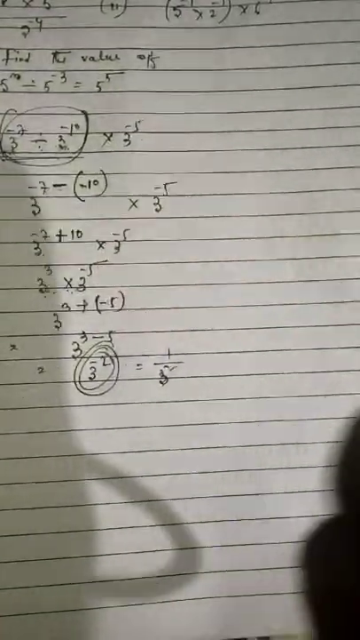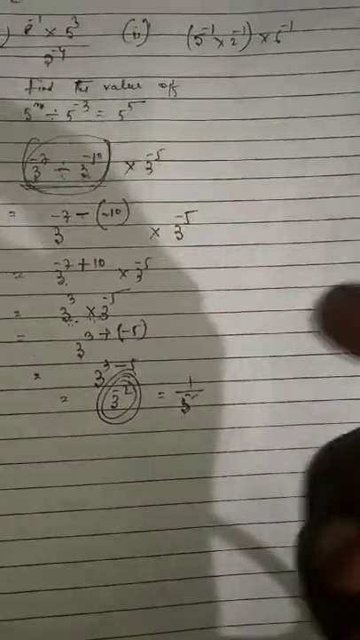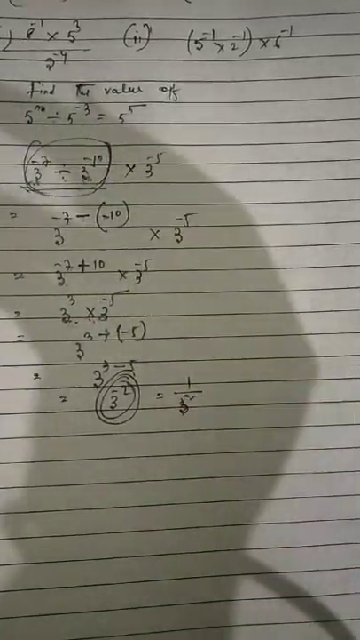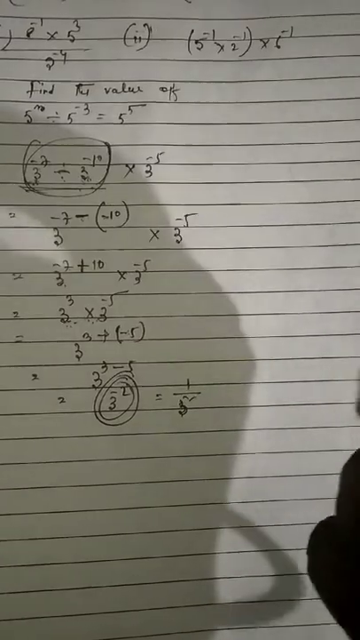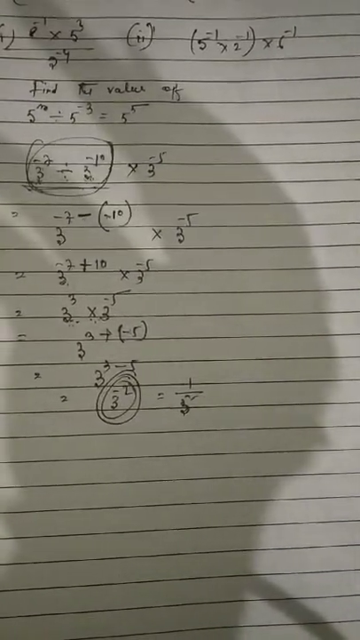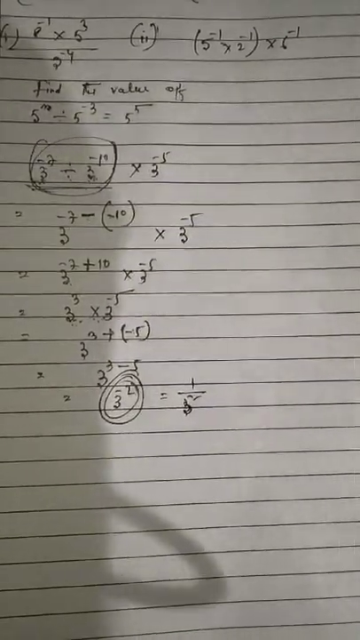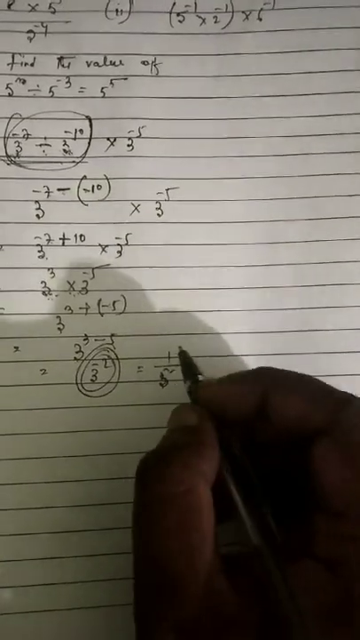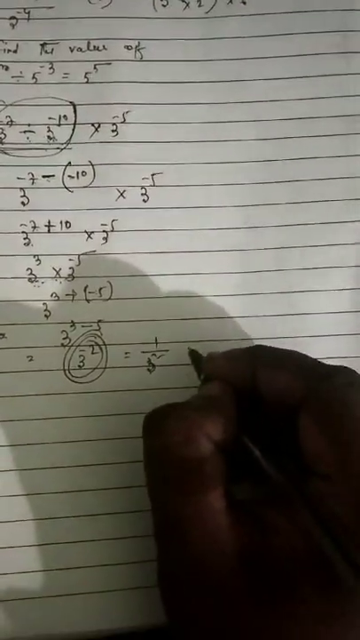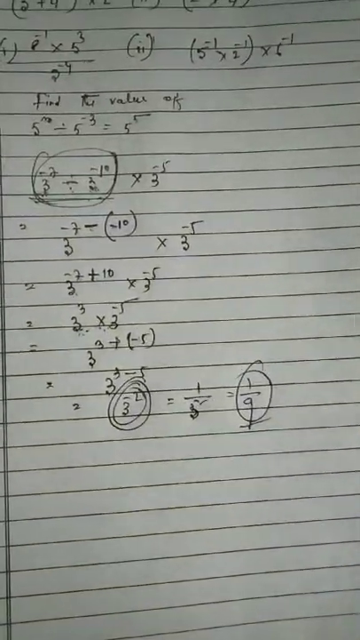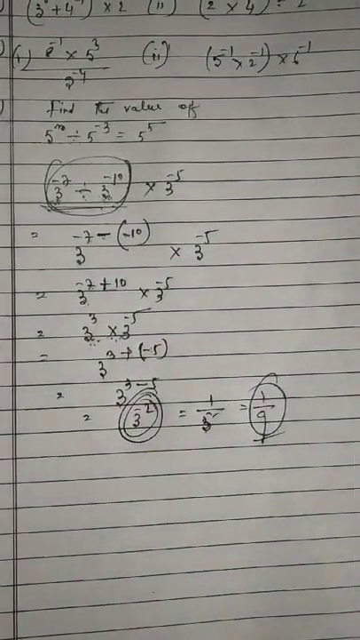So naturally, if there is no number in the place of the numerator, 1 will come from the formula. If there is no existence of any numerator, it is defined to be 1. So here it will be 1 by 3 square. So it's 1 by 9. 1 by 9 is the answer.